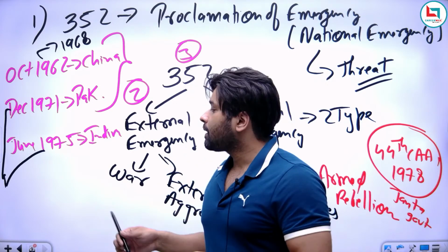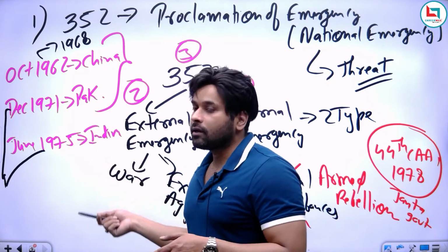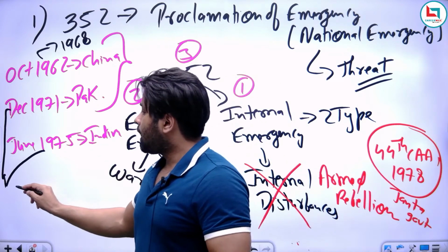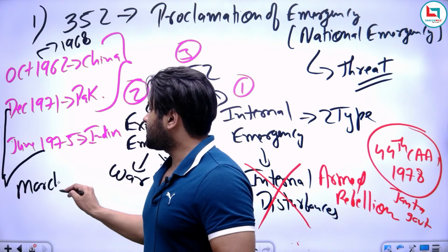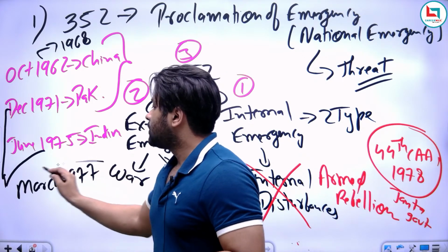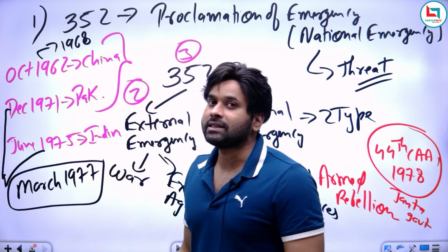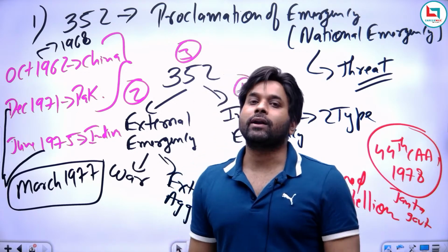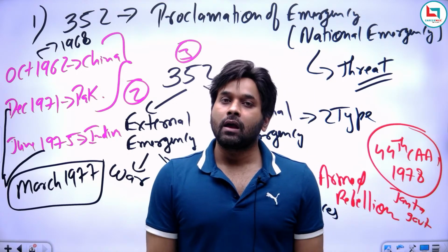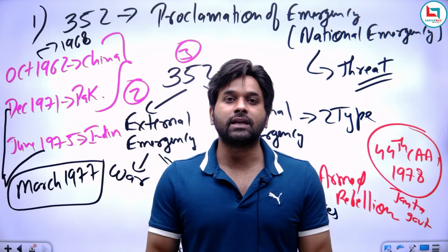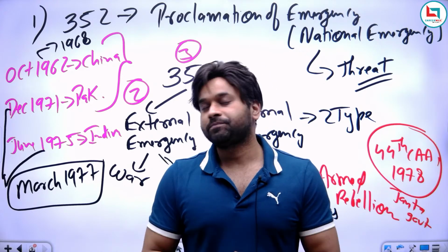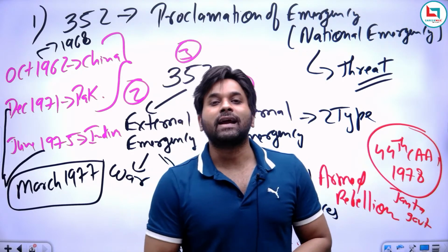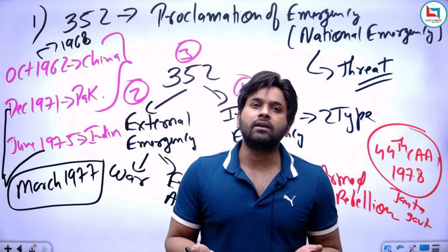So at the same time, the external emergency and the internal emergency were in operation, and both the emergencies were revoked at the same time. That was March 1977. So it was in March 1977 when the government decided to revoke external as well as internal. But I hope you remember this point, that it is possible to impose two different national emergencies at the same time if the ground is different. And this provision was added by the 38th Constitutional Amendment Act of 1975. That was during the Indira Gandhi government.